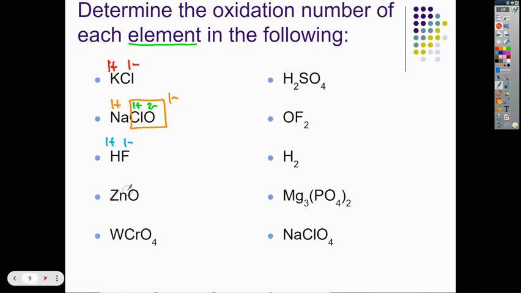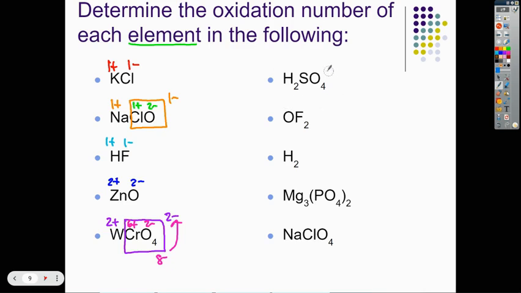Zinc oxide, zinc is on our diagonal, so it's in column 12. It is a 2 plus, oxygen is a 2 minus. Tungsten chromate, what type of tungsten is this? Well, we know the charge of chromate is a 2 minus, so this tungsten has to be a 2 plus. And when we look at the individual atoms in our chromate, oxygen makes a 2 minus for its oxidation number. So 2 times 4 gives me an 8 minus, minus that 2 here. So chromium in chromate here has to be a 6 plus.